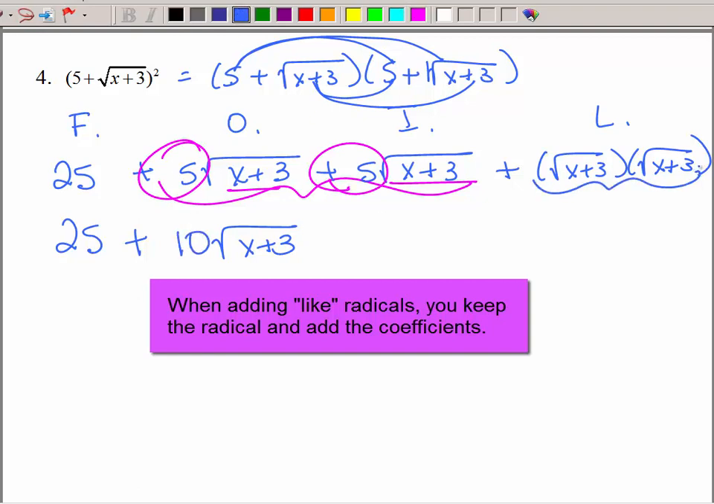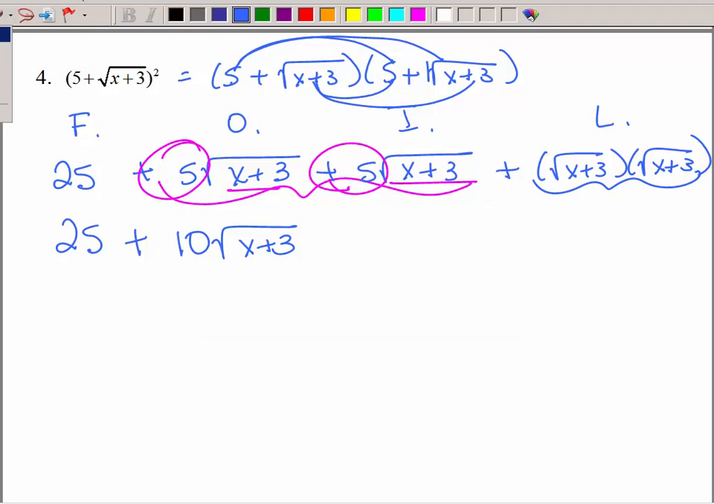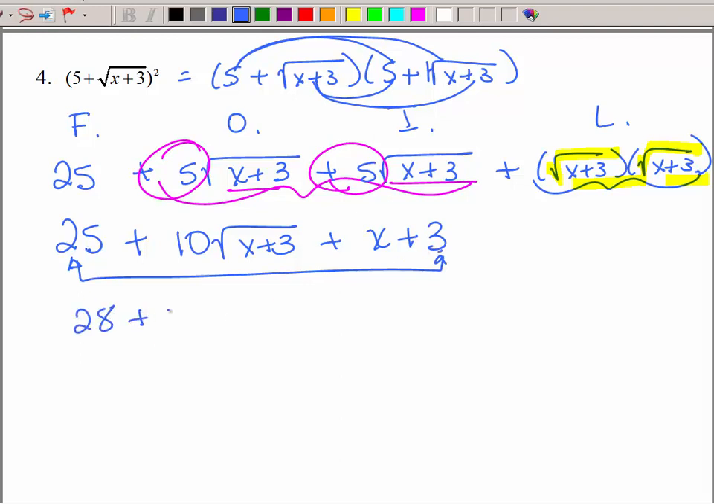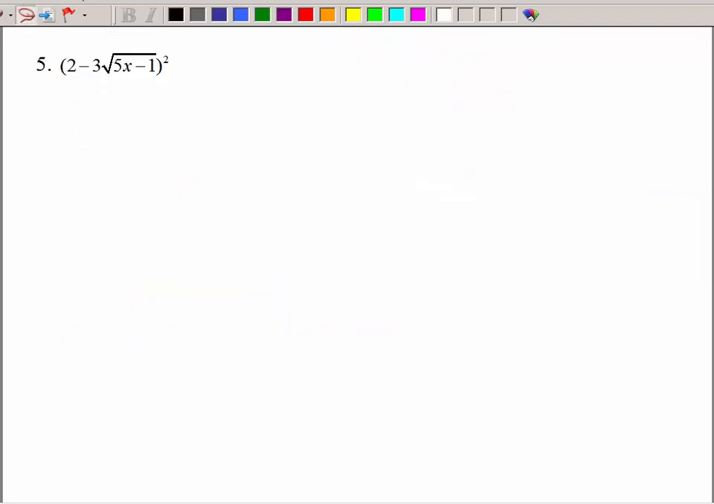But what about this? What happens when you have the same square roots multiplied together? The square root of something times the square root of the same thing, the square root goes away, and you just have that x plus 3. Am I done? Not quite, because believe it or not, those are like terms. So I can combine those and make that 28 plus 10 times the square root of x plus 3 plus x.